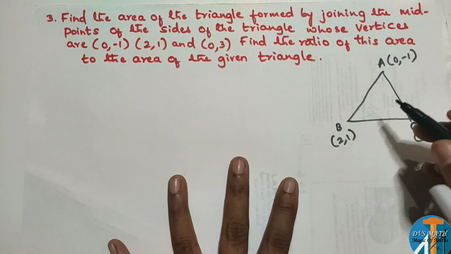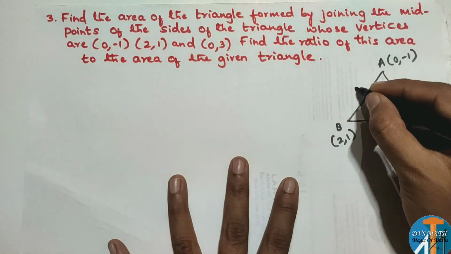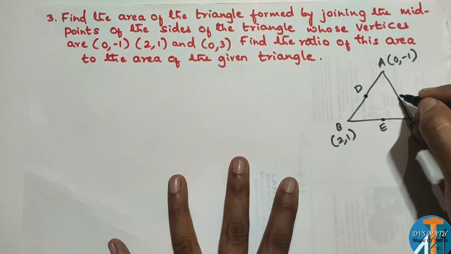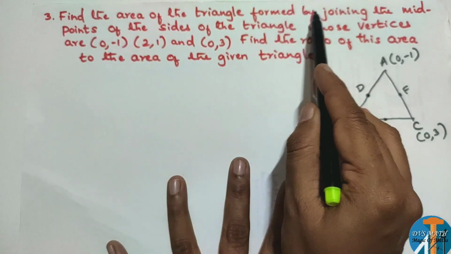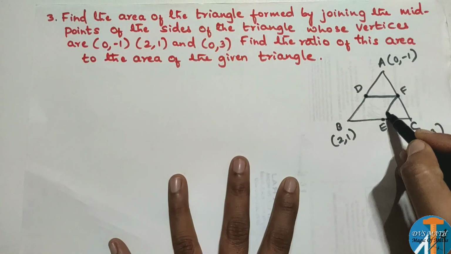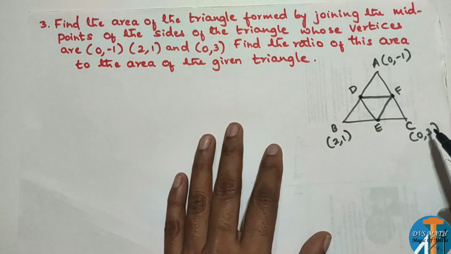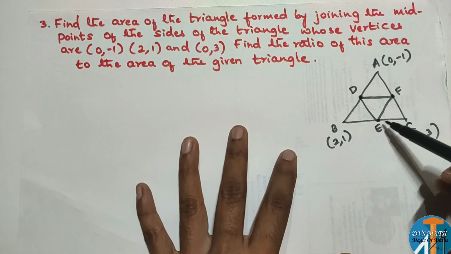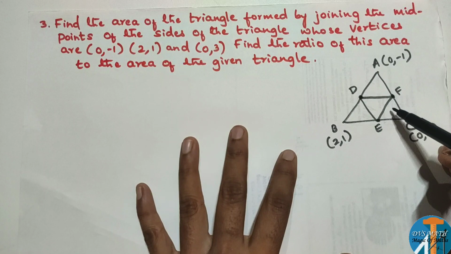So now what we have to consider? We have to consider the midpoints of these sides. Let us consider this point as D, another midpoint as E, and another midpoint as F. Find the area of triangle formed by joining the midpoints of the sides of the triangle. We have to join these. If we join, we are observing another triangle, DEF. One is ABC. On AB we are taking one midpoint, on BC we are taking one midpoint, on AC we are taking another midpoint. If we join all these midpoints, we are getting another triangle.